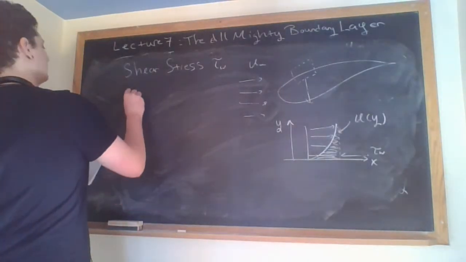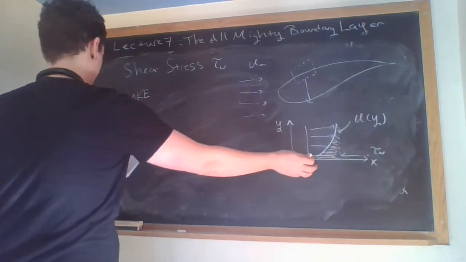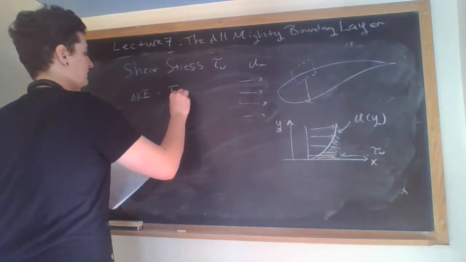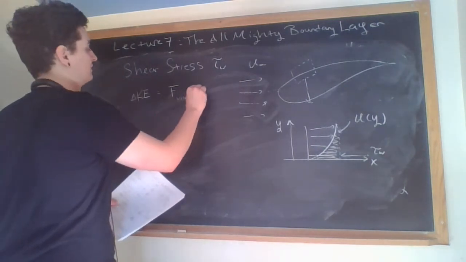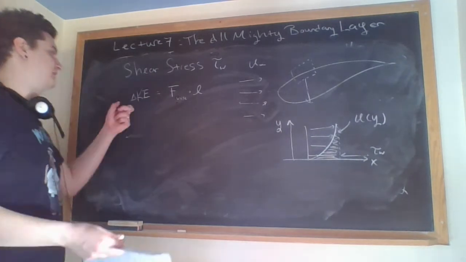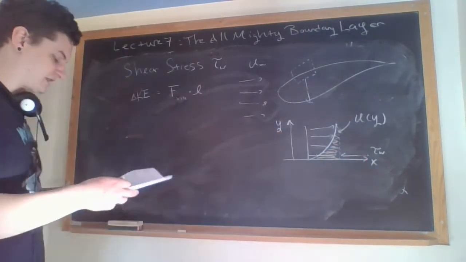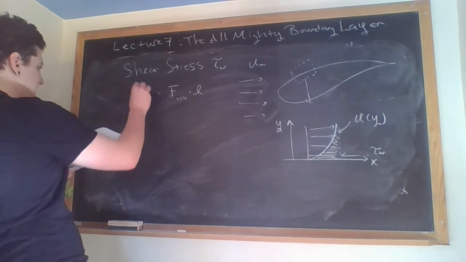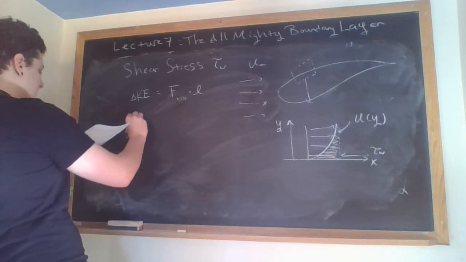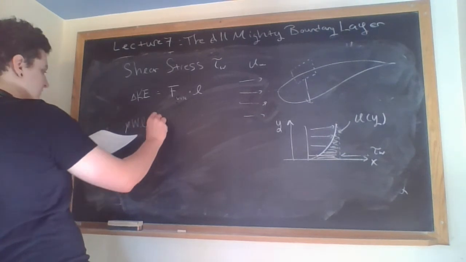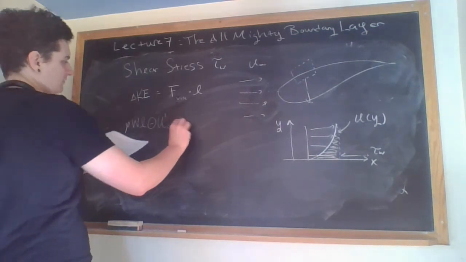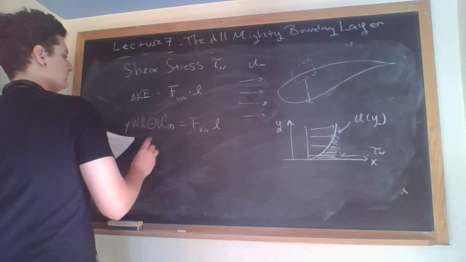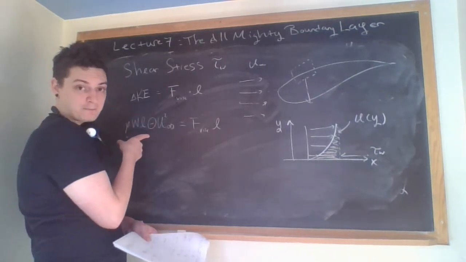Well then, let's look at the change in kinetic energy. It has to be equal to the work done on the system. That would be the viscous force times some length. Work is force times the distance. So the change in kinetic energy has to be that, right? That viscous force times a certain length. The change in kinetic energy actually was related to this momentum thickness, because that's what we were talking about before.